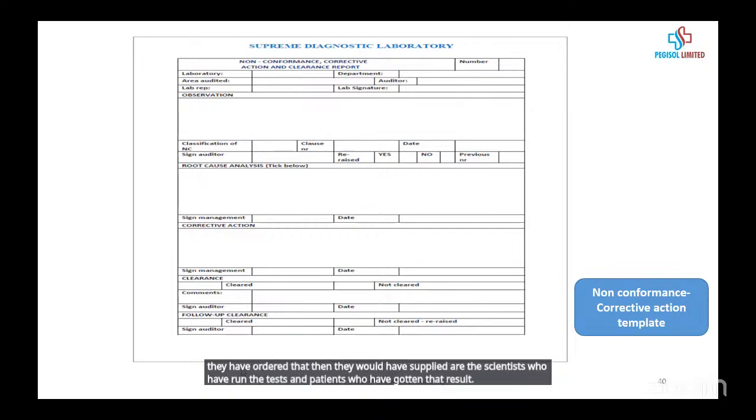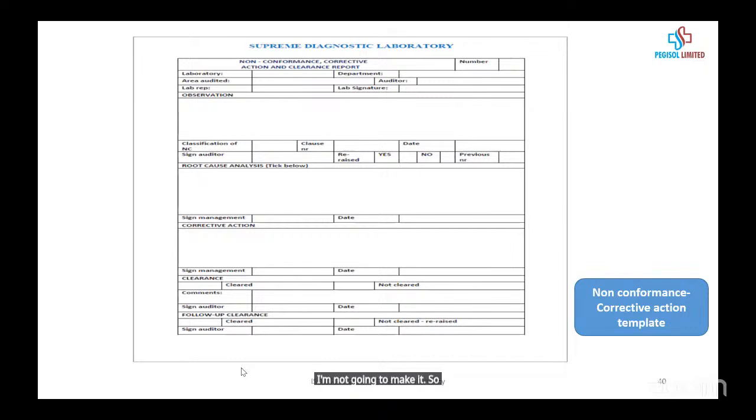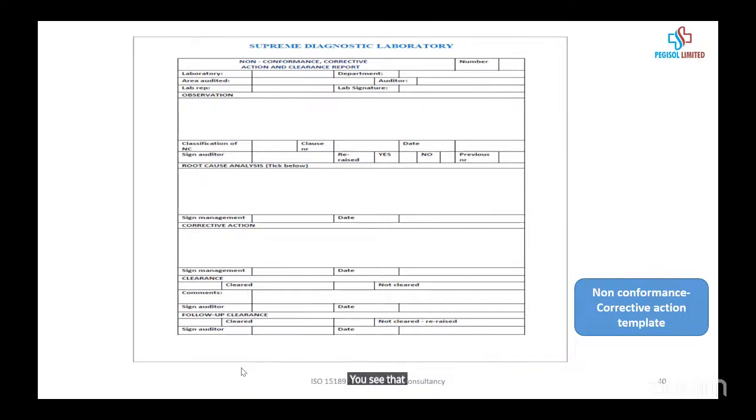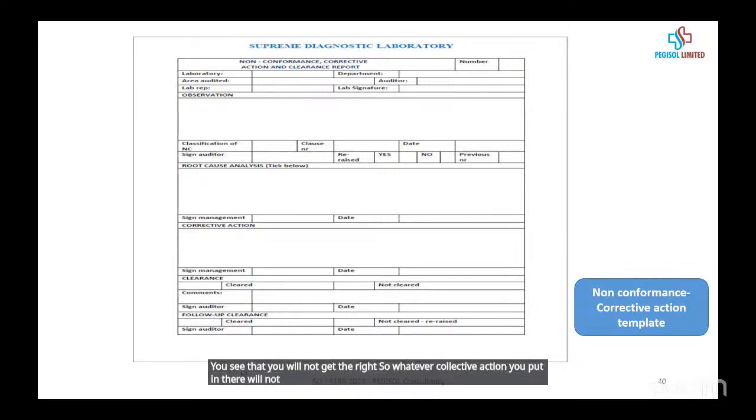Am I communicating? So if you have treated the first why as the cause of it, you will not get the right reason. So whatever corrective action you put in there will not be effective. Why? Because that is not the real root cause.